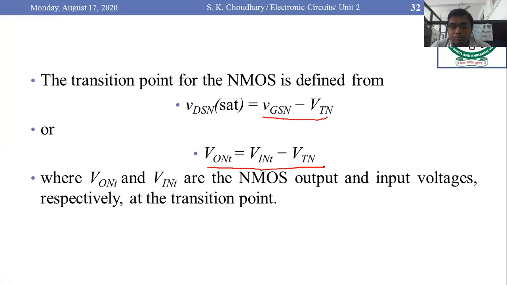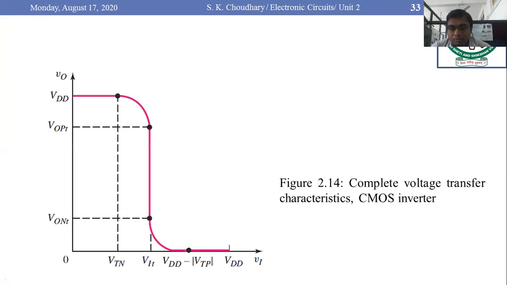Similarly, we have defined it for the PMOS. And finally, we get this transfer curve. This is the resultant transfer curve for the CMOS inverter. This is the complete voltage transfer curve.